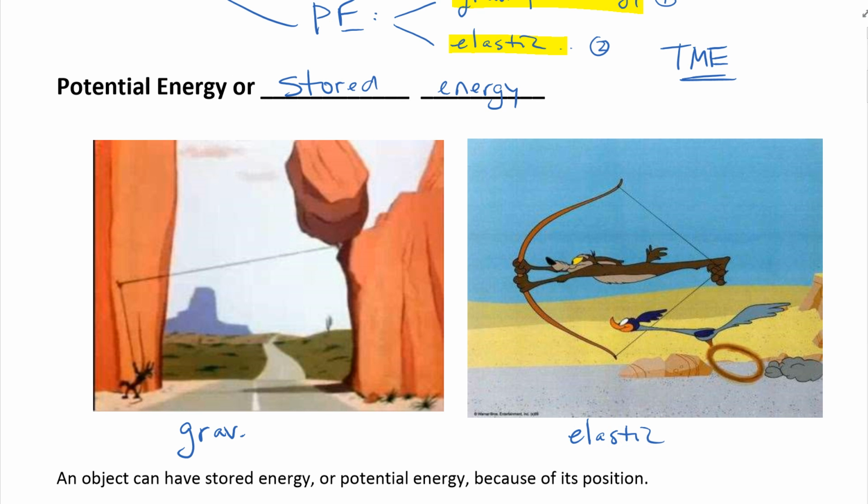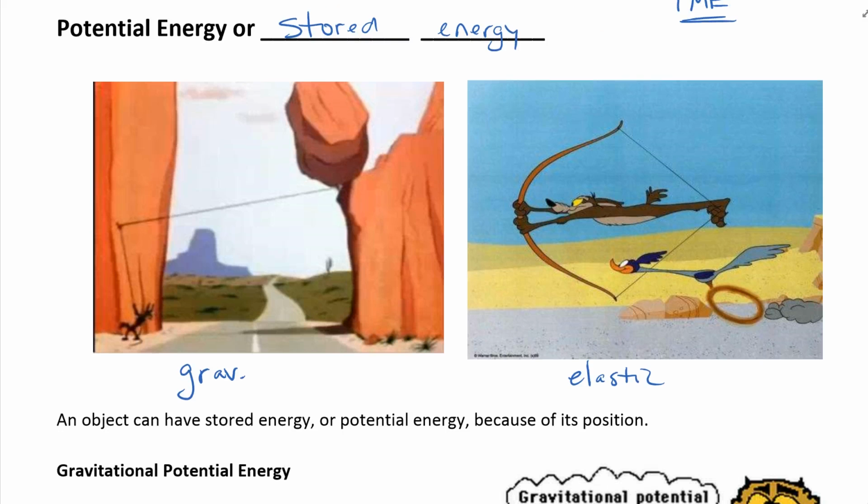I don't know if you watched the Roadrunner cartoons when you were young, but some great little screen caps from there. So an object can have stored energy or potential energy because of its position, and I'm going to say position in two ways. In the way we're looking at right now, it is because of its height. So this rock here is the object which has gravitational potential energy. It has the possibility of falling down and doing quite a bit of damage, and he's hoping that the Roadrunner is going to be at the bottom. I think he put some bird seed over there.